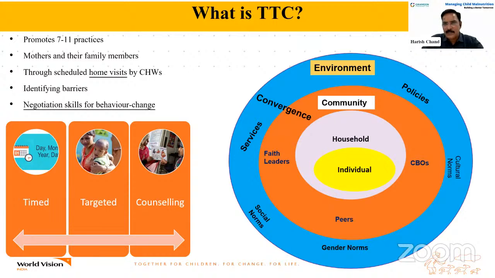And the last layer is the environment, where there are service providers and policy makers. We bring them together because behavior is not practiced by one person in one way. It is not influenced by one factor. There are many factors which influence behavior, whether service availability or service utilization. So this model brings convergence between different departments, so that there is an uptake of services. Next, please.